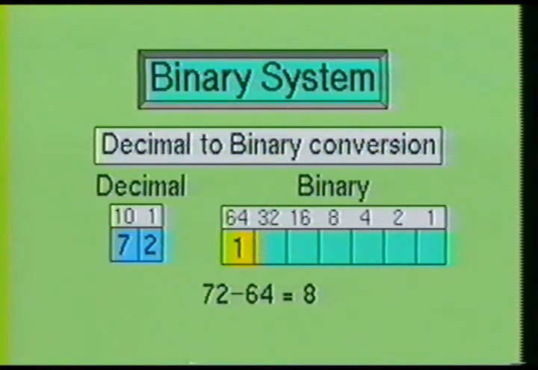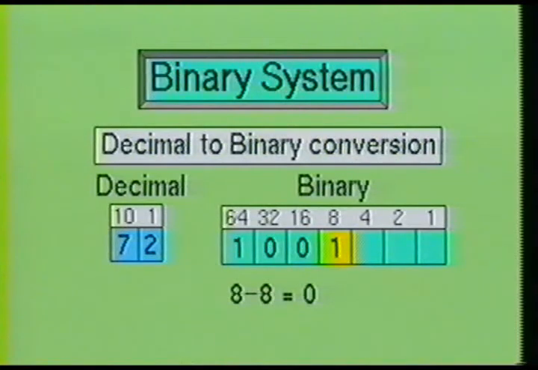In our example, we see that 64 is the largest possible power of 2 that can be subtracted from 72, because the next largest power of 2 is 128. When we subtract 64 from 72, we have a remainder of 8. Since we used the 64, we place a 1 in the 64 column. Next, we see that 32 is larger than our remainder of 8, so we cannot use the 32. Therefore, a 0 is placed in the 32 column. Next, we see that 16 is also larger than our remainder of 8, so we cannot use this value either. So a 0 is placed in this column as well.